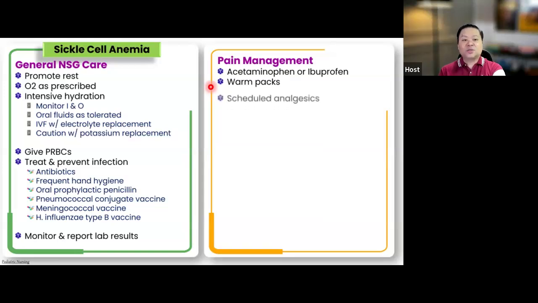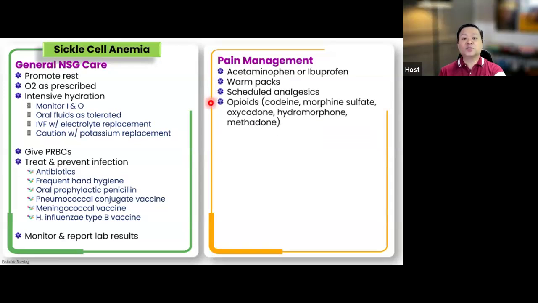Now, we have to make sure that the patient with sickle cell pain will receive scheduled analgesics, and this is going to prevent the occurrence of much more severe pain. We are going to expect the administration of a variety of medications, let's say opioids. We can administer codeine, let's say morphine sulfate in oral or IV form. It could be oxycodone, hydromorphone, IV or oral, or it could be methadone. It depends on the patient's status and also the history of the patient, if they're no longer responsive to the other medications.